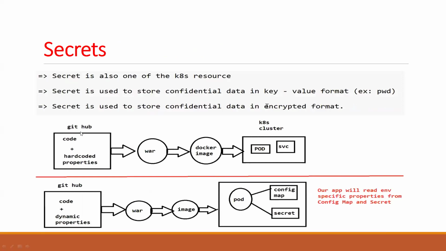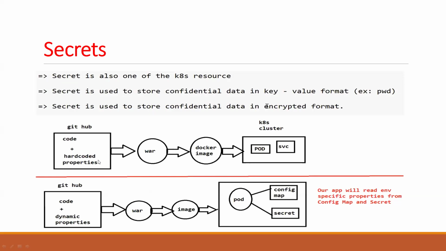If the properties are hard-coded in the Docker image, for each environment we need to create a separate Docker image, because the hard-coded properties change from environment to environment. That is the reason we would need a Docker image for every environment, and that is not recommended.